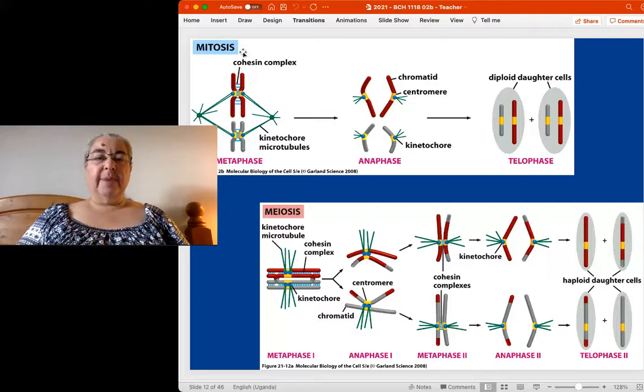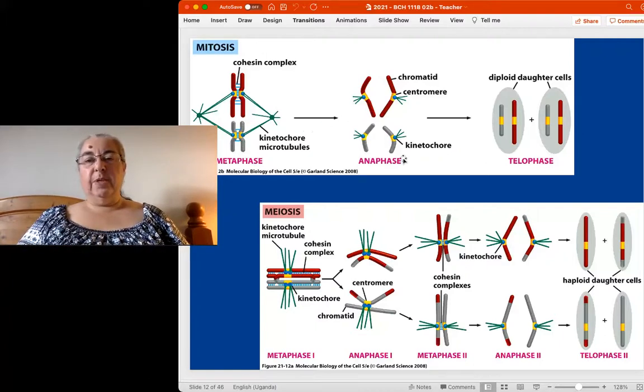So this is metaphase, where they're lined up on the metaphase plate. Here is anaphase, where we're seeing the movement of chromosomes. So here are the spindle fibers pulling the chromosomes towards the two spindle poles. Okay, and here is telophase, where the chromosomes are separated into the two new diploid daughter nuclei.